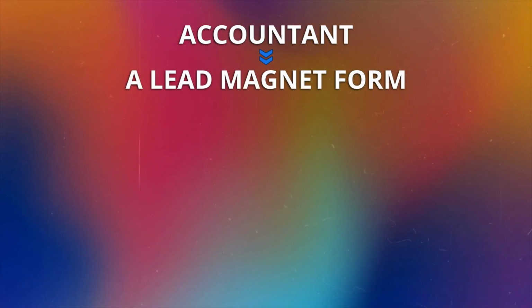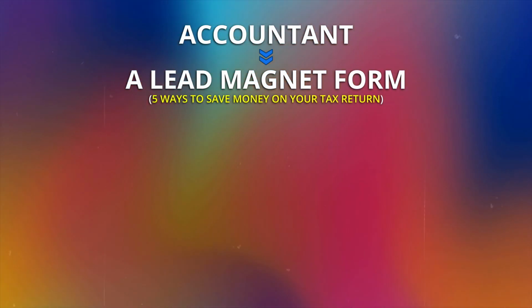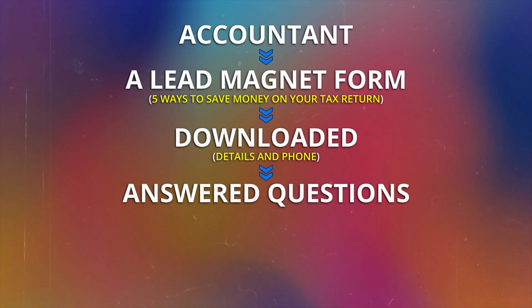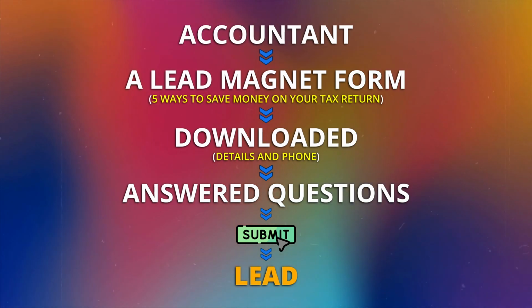So for example, let's say that I'm an accountant and I've just run a lead magnet form offering a lead magnet called 5 ways to save money on your tax return. Someone has downloaded that, leaving their details and their phone details, for example. They've answered a couple of questions and they've pressed submit. I've got that lead. I've paid Facebook at that point. They're going to now see the thank you page of the form. Now, this person, first of all, is qualified because the lead magnet has done a great job.